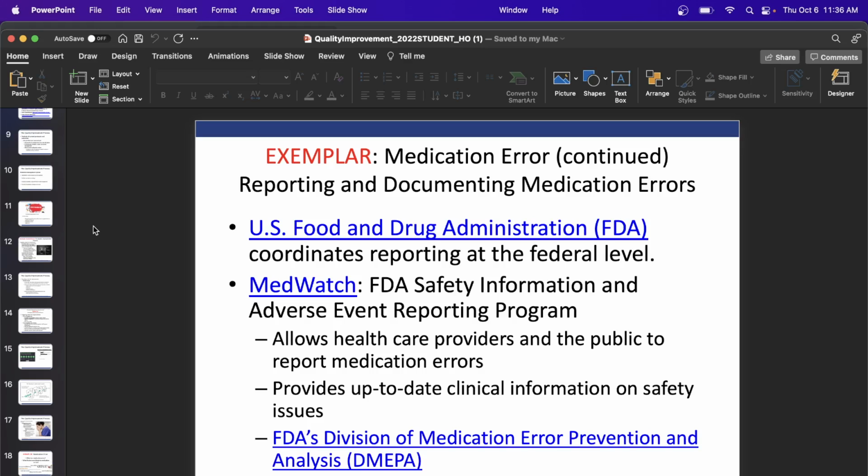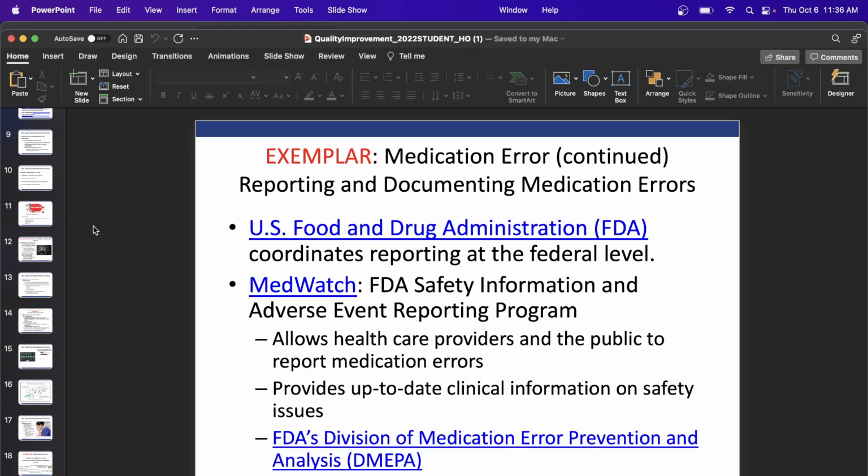Okay, so who do med error reports have to go to? It's the U.S. Food and Drug Administration. They oversee all healthcare throughout the country, and they too are looking for patterns and problems. There's MedWatch, which has safety information about adverse event reporting that provides us with clinical information on safety issues.